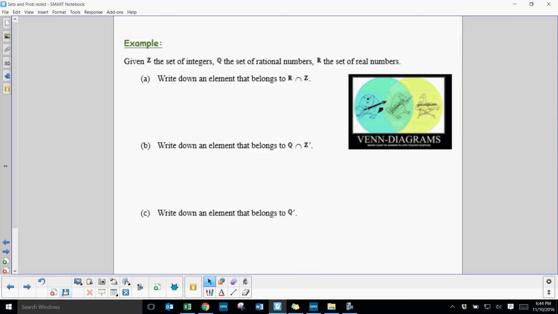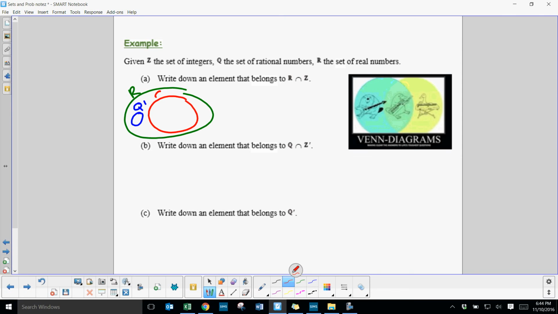And remembering in our real number diagram on page 10 of your notes booklet, we kind of had a general Venn diagram. We've got the real numbers out here. You have irrational numbers out here on their own. The next biggest set is rational numbers. And within rational numbers, you have the integers, positive and negative whole numbers. And within integers, you have the natural numbers. So that might be a helpful thing to look back on. So write down an element that belongs to the intersect of R and Z.